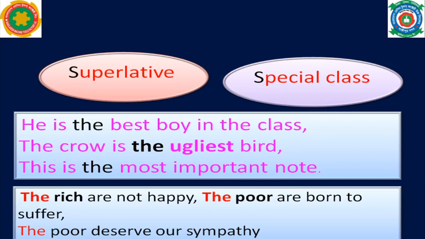The rich are not happy. The poor are born to suffer. Here, rich means the plural form. You have to keep in mind that if an article, that means the, is used before an adjective, then it will turn into plural. So here, rich means all the rich, not one rich person or two rich persons. It means all the rich persons, right? So you have to use the. The rich aren't happy. The poor are born to suffer. The same concept applies.